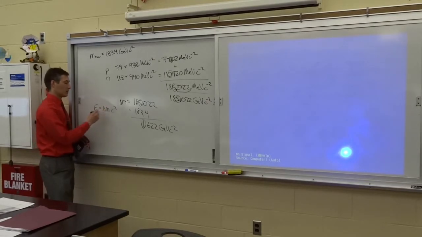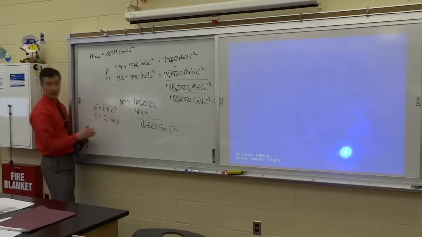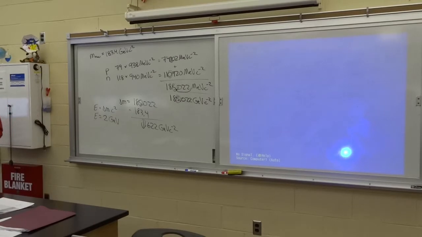So I'm looking at a binding energy of 2 giga electron volts. All right, so 2 trillion electron volts is the amount of energy I need to spend to pluck all of those nucleons out of that nucleus and get them apart.